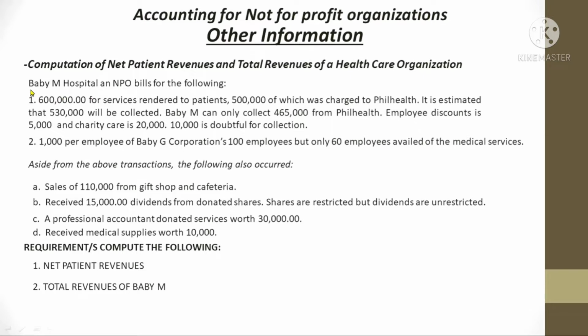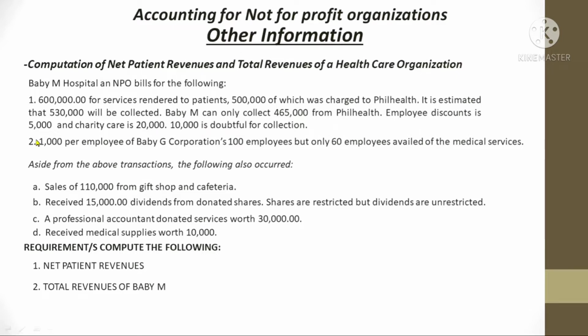So we have BBM Hospital, an NPO, which bills the following: 600,000 for services rendered to patients, 500,000 of which was charged to PhilHealth Insurance Corporation. It is estimated that only 530,000 will be collected by the NPO. So BBM can only collect 465,000 from PhilHealth, and employee discounts is 5,000, and the charity care is 20,000, and the 10,000 is doubtful for collection.